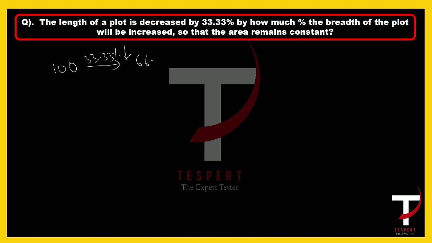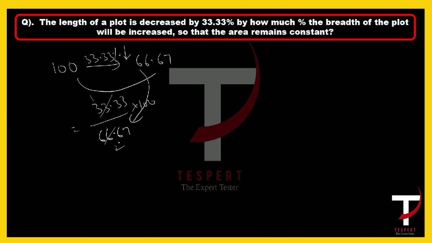So calculate the difference. 100 minus 66.67 is equal to 33.33. We are comparing that with this value, right? So 33.33 by 66.67 into 100, the final value is almost equal to 50%, 49 point something, 49.86 or something like that. So it's approximately equal to 50%. Just do the calculation. Let's move on to the next slide.